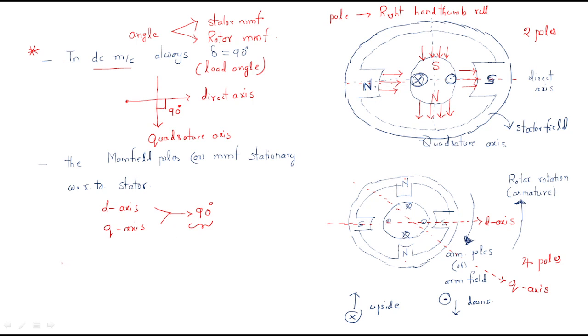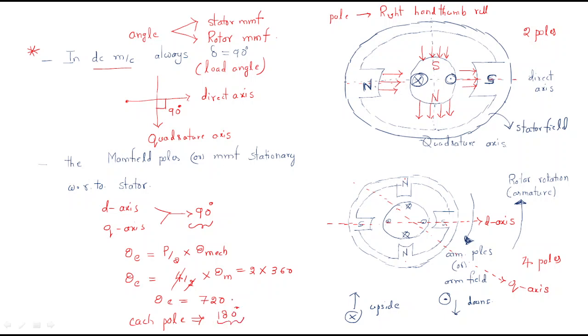The electrical angle is different from the mechanical angle. Generally we can write the electrical angle as P by 2 times the mechanical angle, where P is the number of poles. Theta electrical equals 4 poles by 2 times theta mechanical. So theta mechanical is 360 and theta electrical is 720. Each pole has a 180 degree angle, because this is for 4 poles and this is for 1 pole, which is 180 degrees. That's why for a pole also it is the load angle. This is also a very, very important thing.